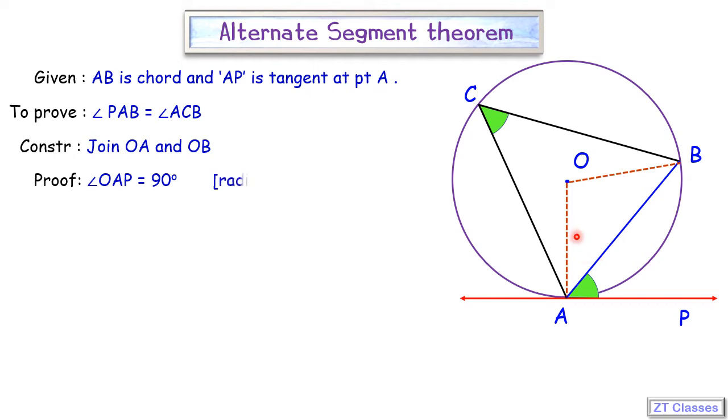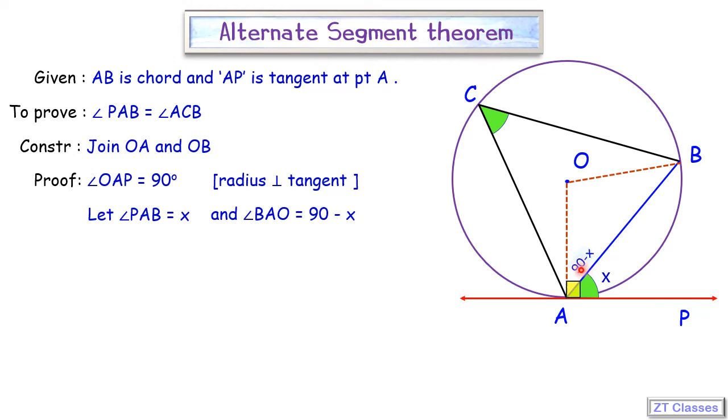Let's check the proof of it. We know that the tangent is perpendicular to the radius. So this angle is 90 degrees. Let's assume that this particular angle is x. So if this angle is x, then this remaining angle here will be 90 minus x.